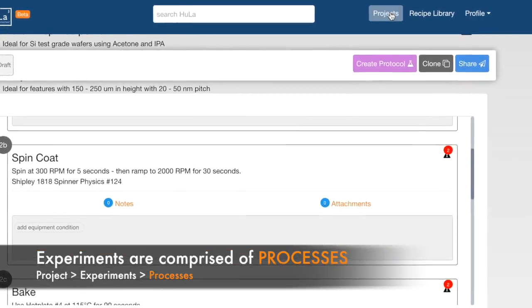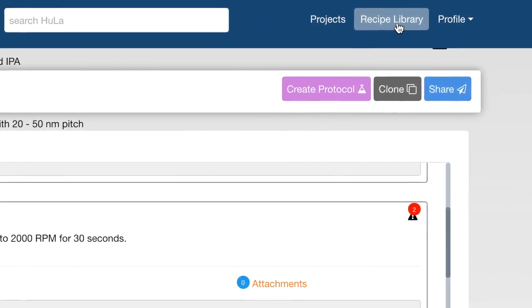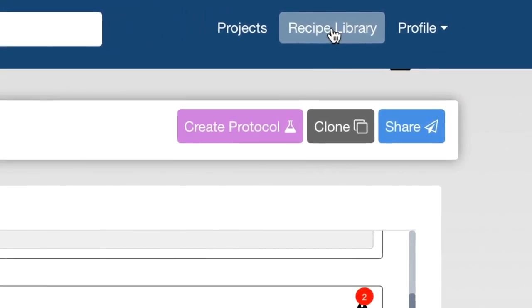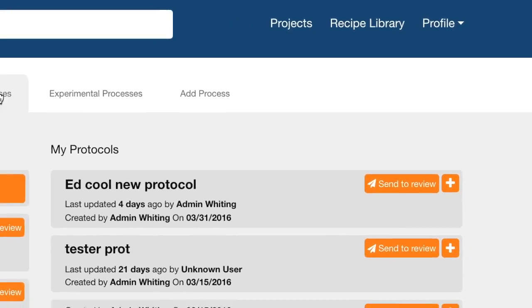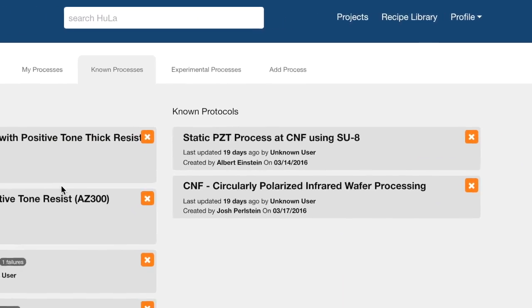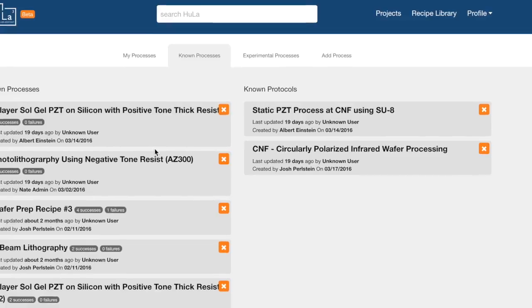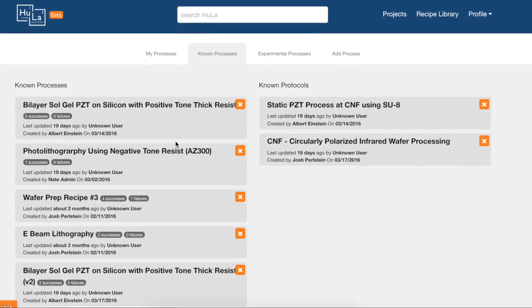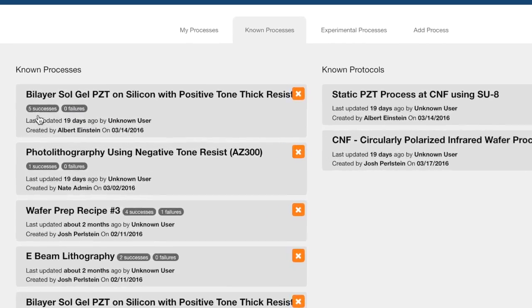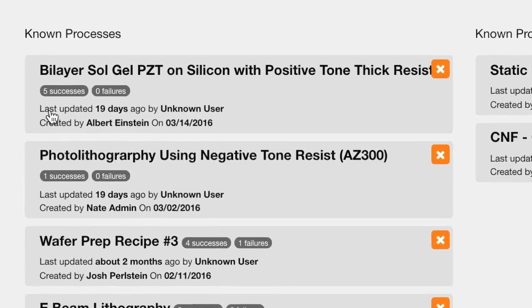Well, up here in the top, the recipe library is where all of the intellectual property is stored, right? So you look under known processes, these are the recipes and protocols that are being used by everyone at our lab. And you'll notice that one particular process here has recently seen 5 successes without any failures.